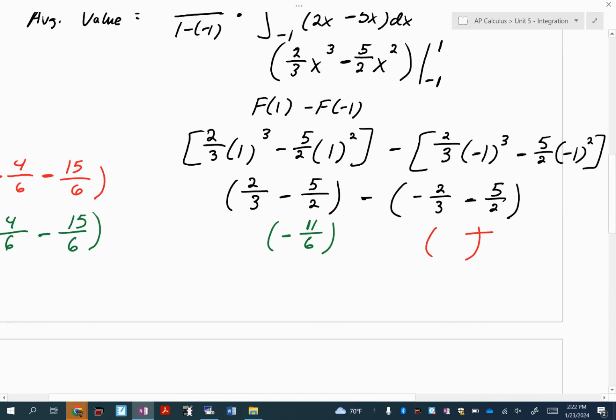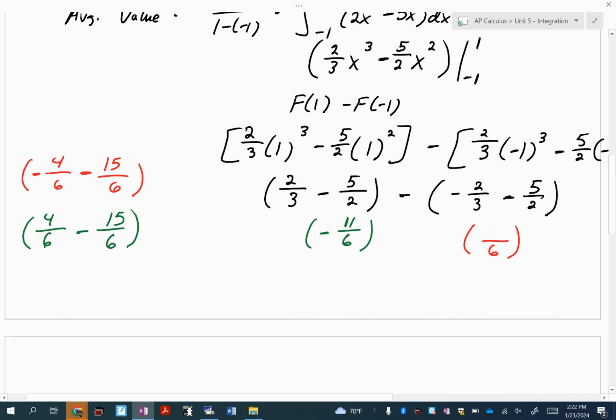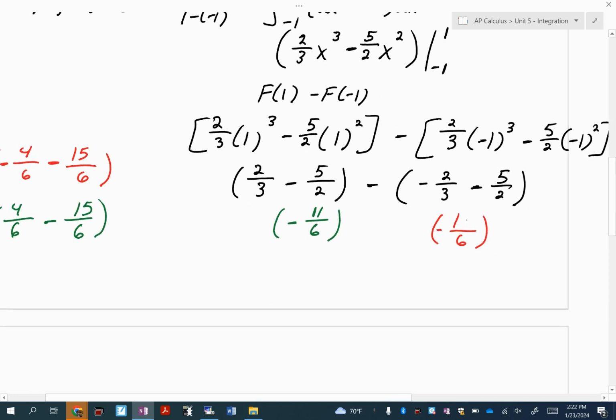All right, and then this one is going to be same thing, sixths. So I have negative 4 sixths minus 15 sixths. Okay, so this one. So a negative 4 and a negative 15 is, I heard somebody say negative 19.